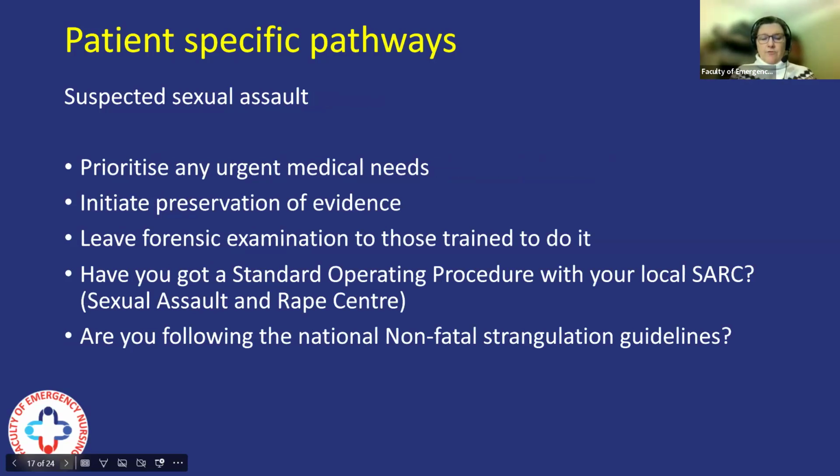Decide what works in your unit. Suspected sexual assault. Now, this really does need keeping across because you can get this very wrong without trying. And if you get it very wrong, then you mess up somebody's court case. So the drill goes, prioritize urgent medical needs. How sick is your patient?